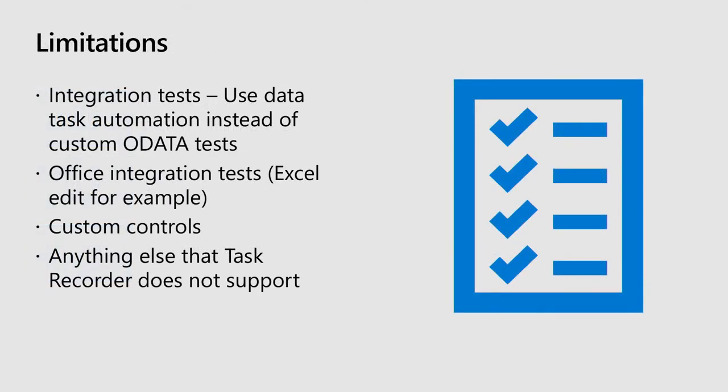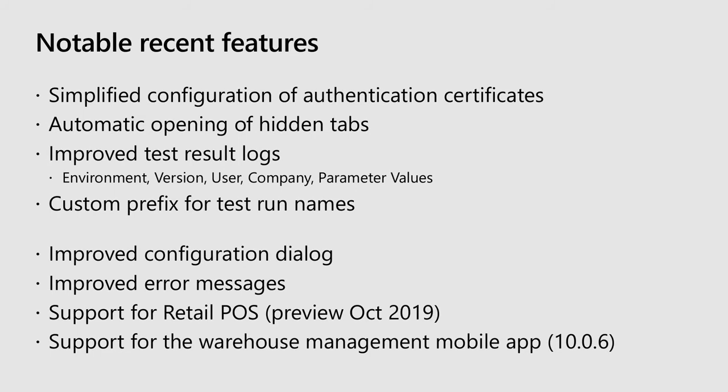The current limitations are you can't use it for integration tests. There is data task automation available for some integration tests. Often Office integration, the Excel add-in, is not supported. Sort of anything outside of finance and operations. There was a session earlier today for point of sale. It has been recently added, and in the warehousing app as well. And then custom controls and anything that the task recorder does not support, because we're completely dependent on that.